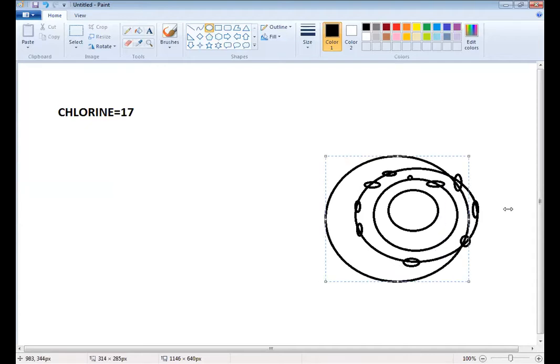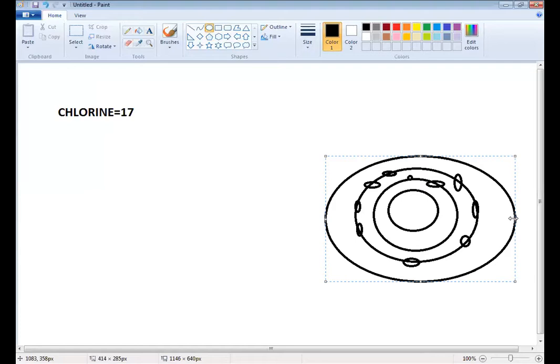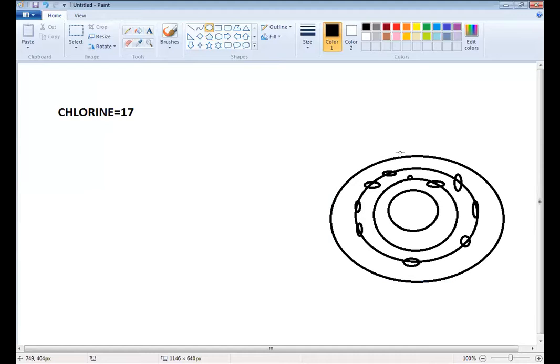Now another shell is formed, which is called the M shell. The atomic number of chlorine is 17, so fill here 17 electrons because the atomic number and number of electrons are the same. 1, 2, 3, 4, 5, 6, and 7.